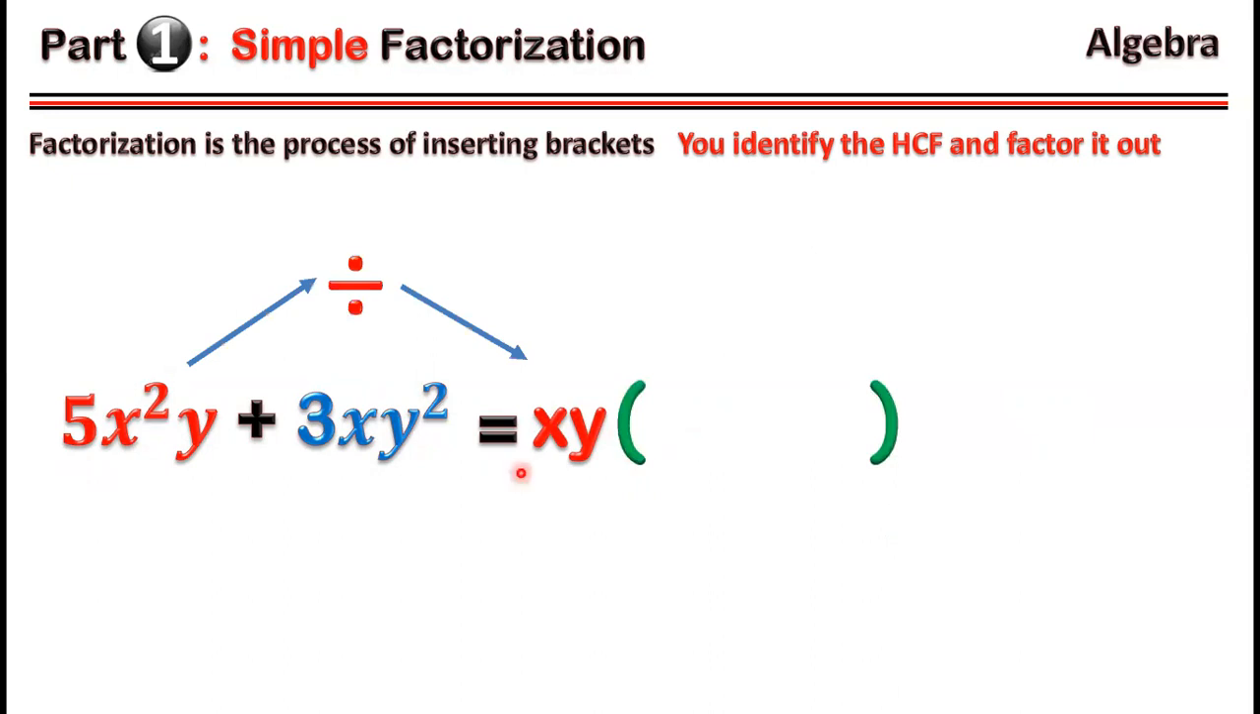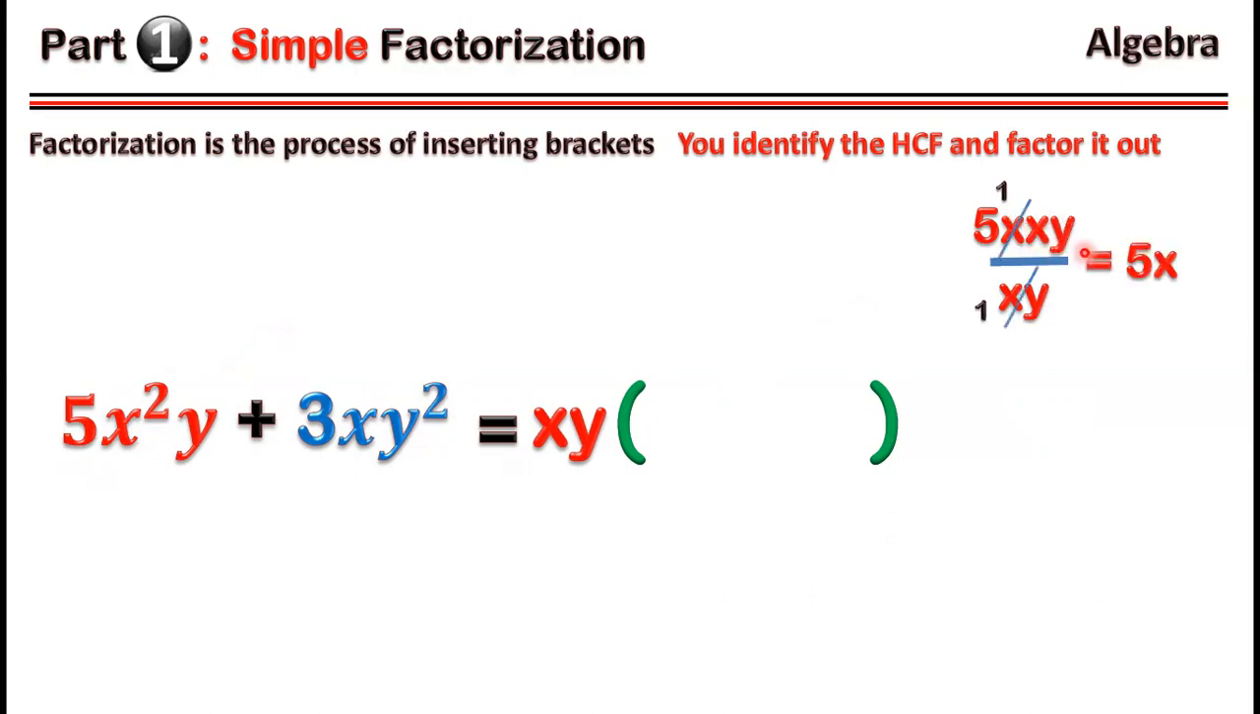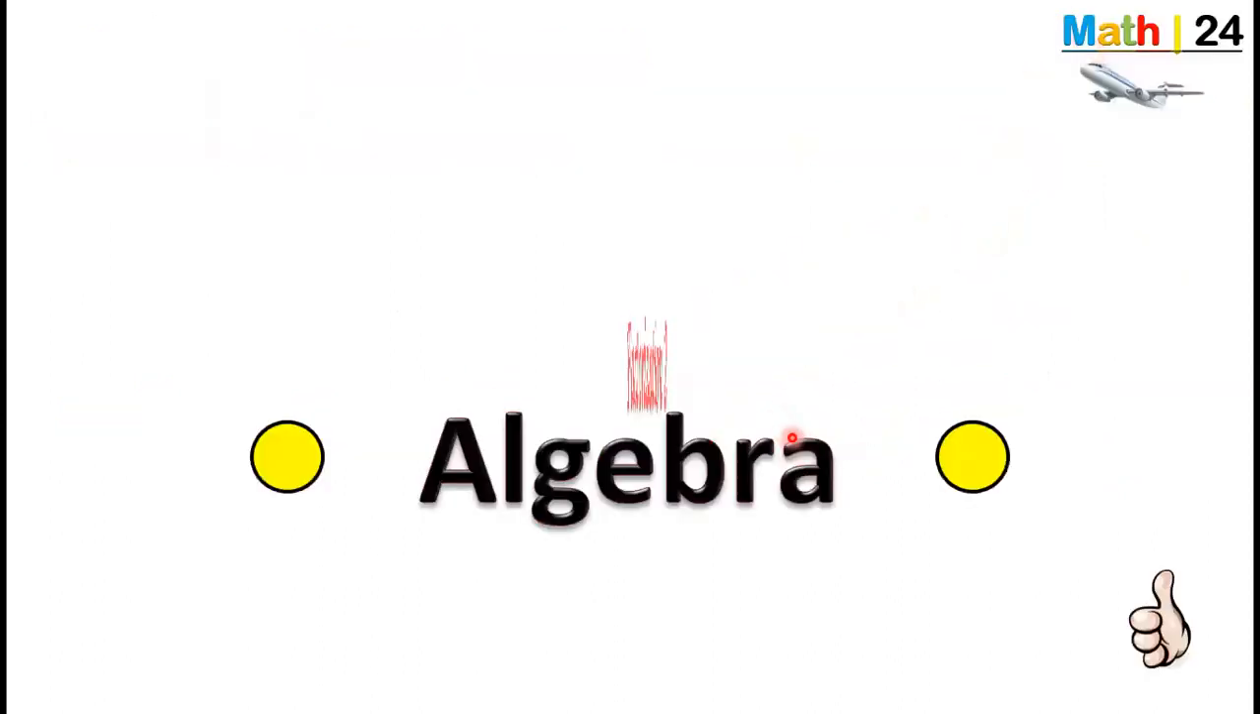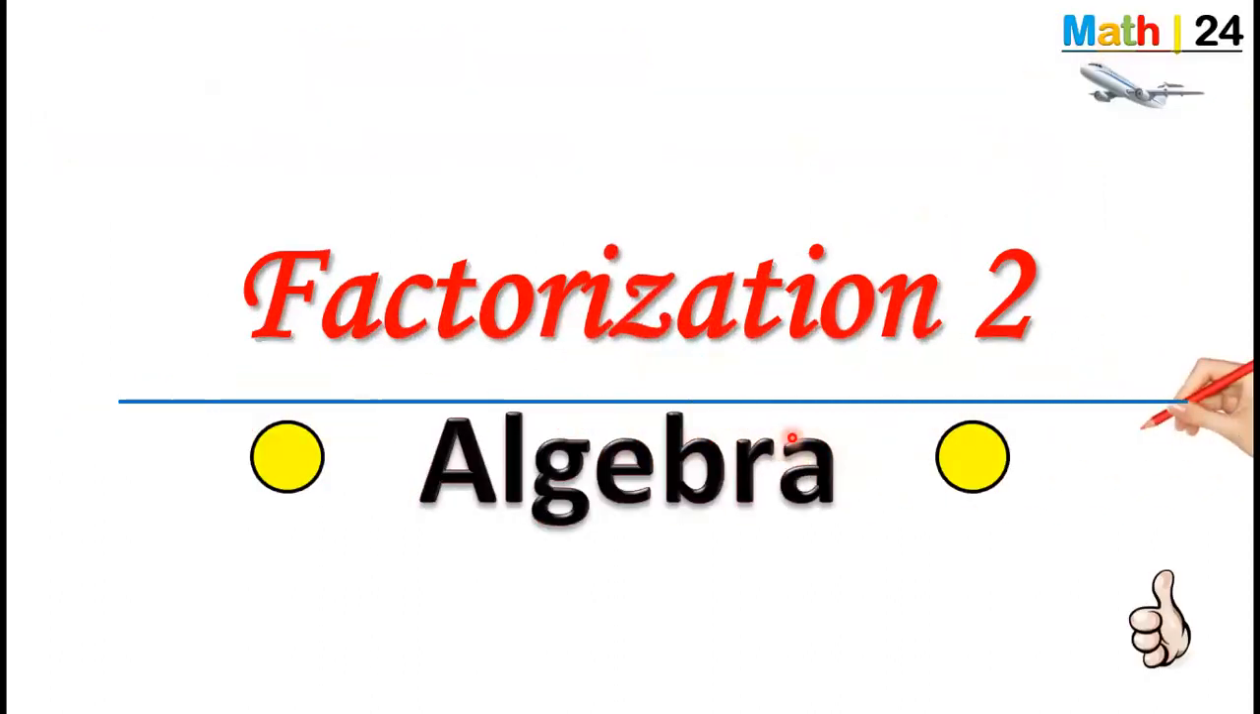So we open out our brackets now and divide 5x squared y by xy. So 5x squared y is equal to 5xxy divided by xy. So we'll be left with 5x, right? So we copy it into these brackets here. Then we have plus 3xy squared divided by xy. That's what will give us plus 3xyy divided by xy. We cancel that, we'll have plus 3y as a result. Okay, we copy it into this bracket here. So that's factorization.